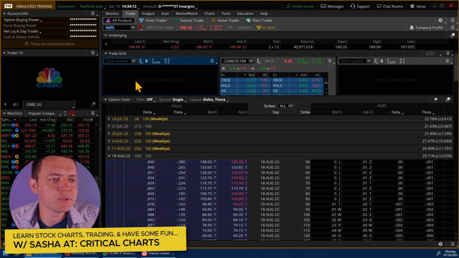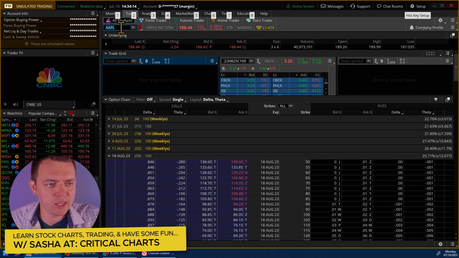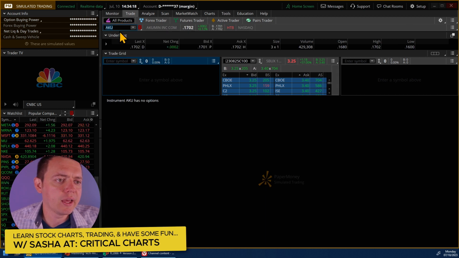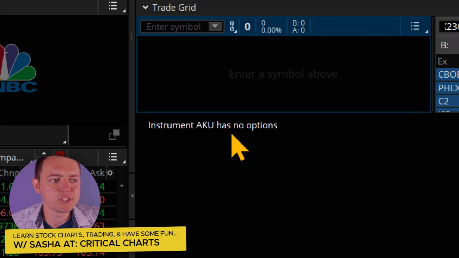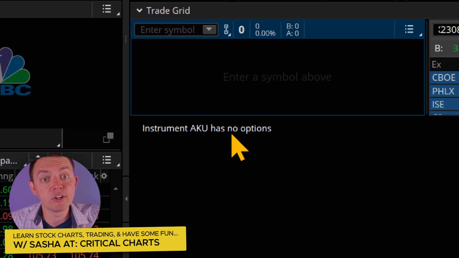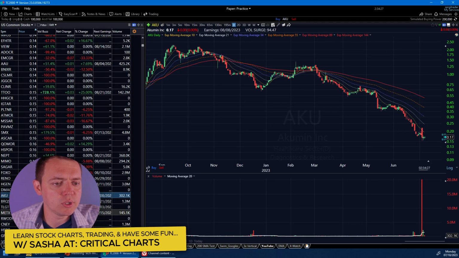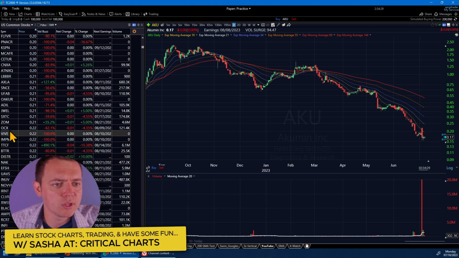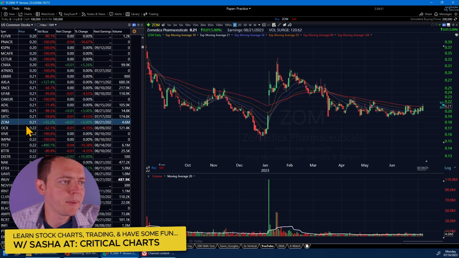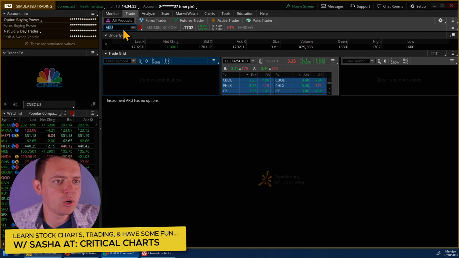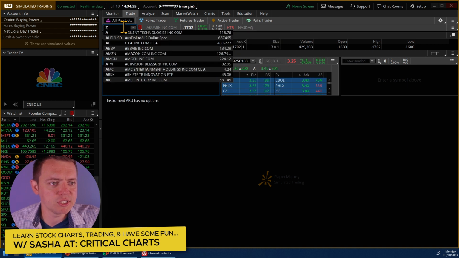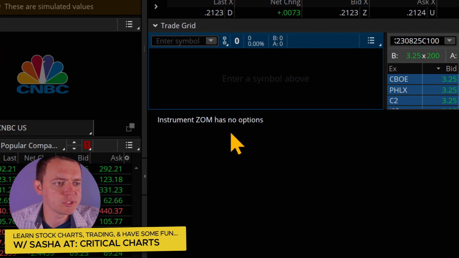AKU, let's pull this up and see if it's got weeklies or not. You type it in, and it doesn't even have options. When you have no options at all, you're even less liquid. Let's pull up another one, ZOM. This one probably doesn't have options either. See, no options right there.